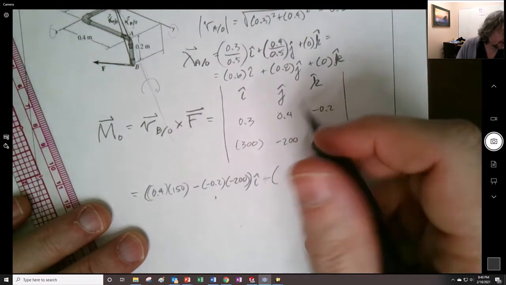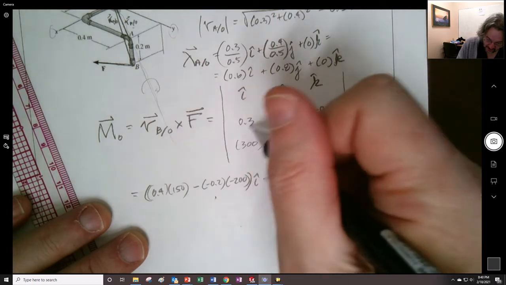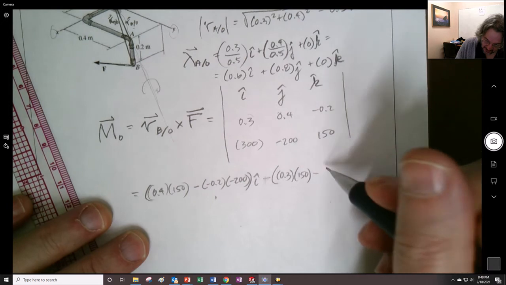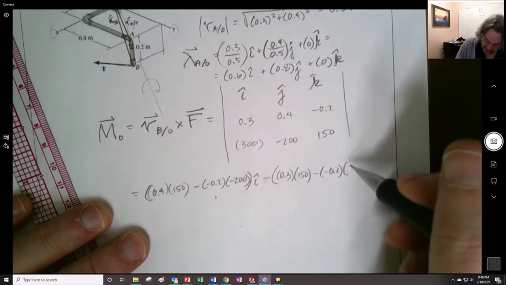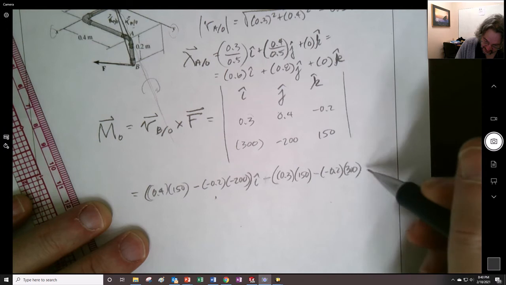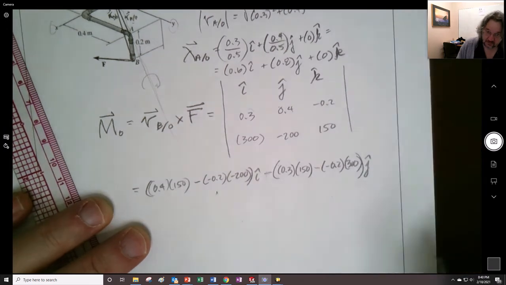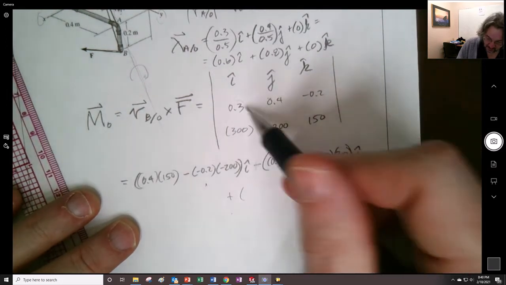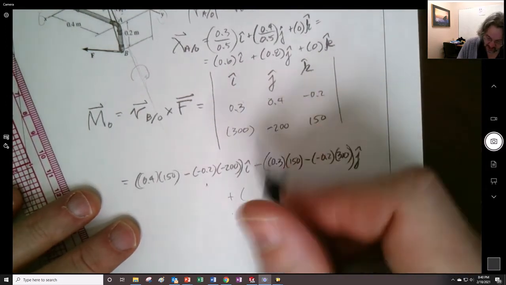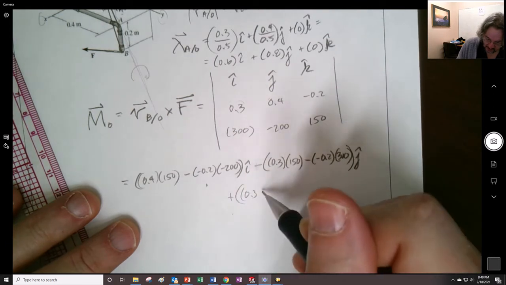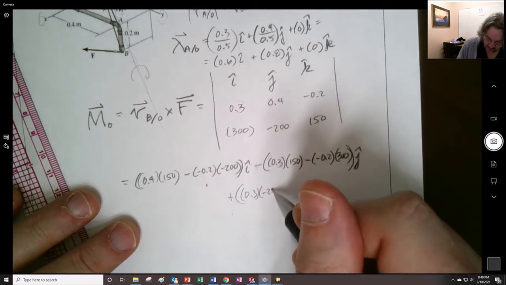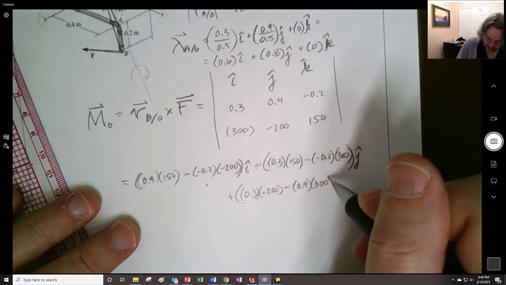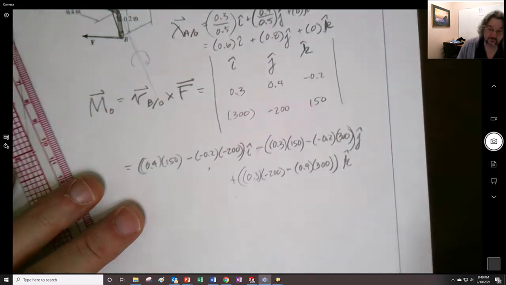Minus. And so we have 0.3 times 150, and then minus 0.2 times 300, J. And then lastly, we're going to have the cross of these two, so the determinant of that smaller one. So it's 0.3 times negative 200 minus 0.4 times 300. And that's going to be K.